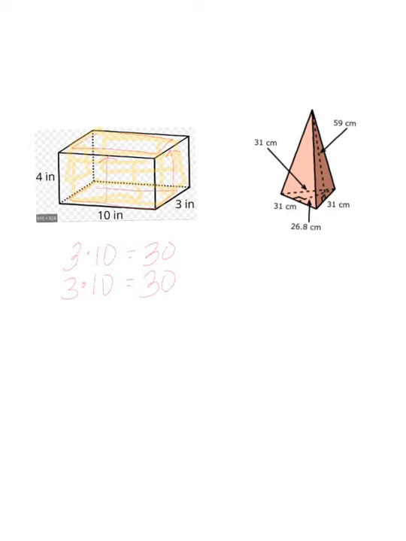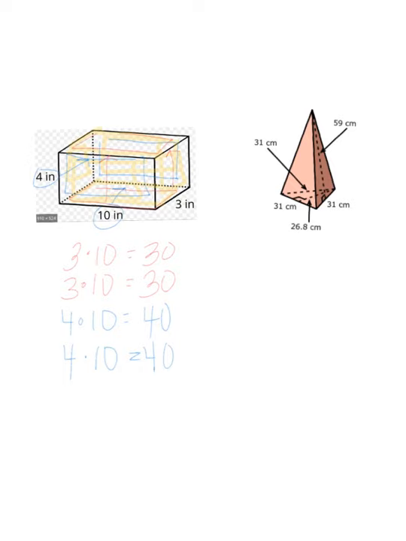If I go front, let's look at the front here. So the front is 4 by 10. And that gets me 40. Back side's the same because this 4 can carry over there and the 10 carries over there. So I have another 4 times 10, which is 40.